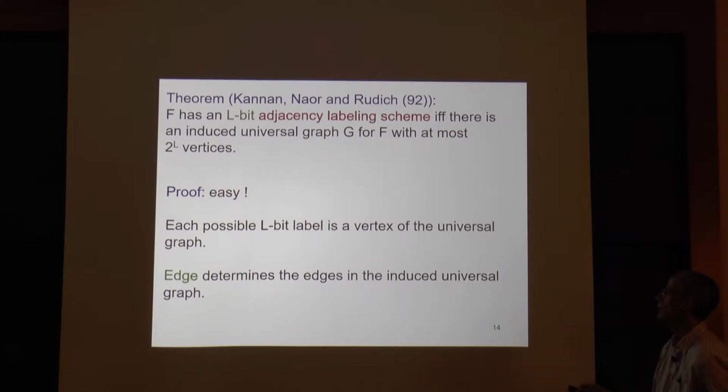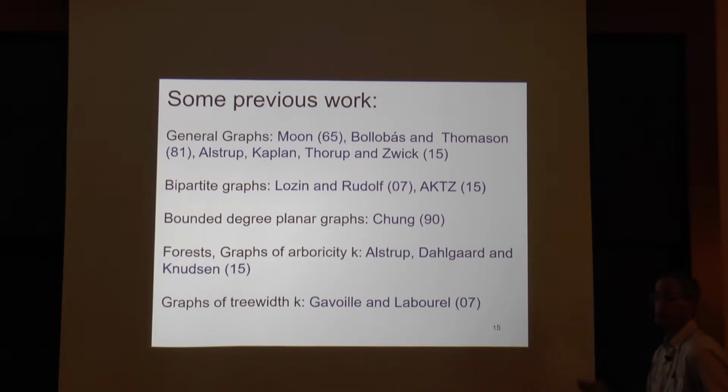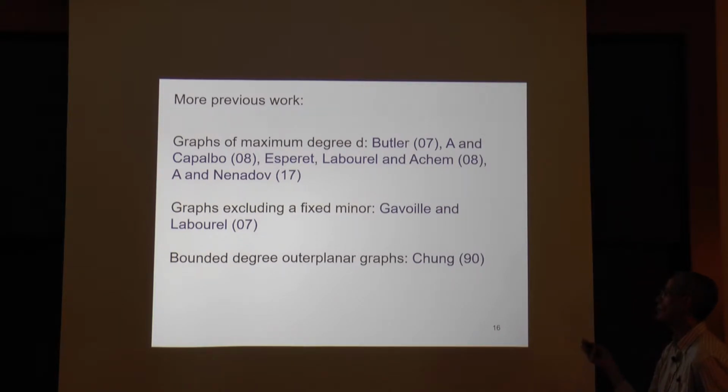Okay, so let me tell you about some previous work on these induced universal graphs. Again, people looked at various families. One of them is general graphs. Maybe historically this is the first one, maybe the most fundamental one. We want all the graphs on k vertices as induced subgraphs of some graph. How big should it be? People worked on this, then bipartite graphs with at most k vertices, bounded degree planar graphs, forests, graphs of arboricity k, graphs of treewidth k. Again, I don't need the definitions, this is just to list some families. Graphs of maximum degree d, which is a little bit easier for even d, and then there are some results for odd d, and graphs excluding a fixed minor, and bounded degree outerplanar graphs, and actually more.